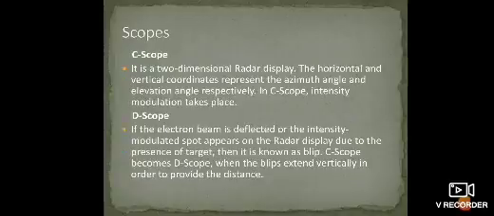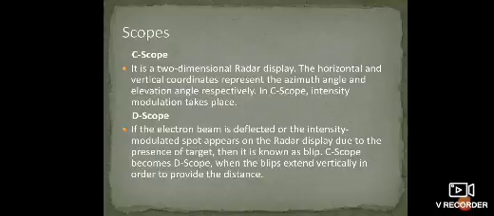And the C scope is also a two-dimensional radar display, and the horizontal and vertical coordinates represent the azimuth angle and elevation angle respectively, and at the same time intensity modulation takes place in this.